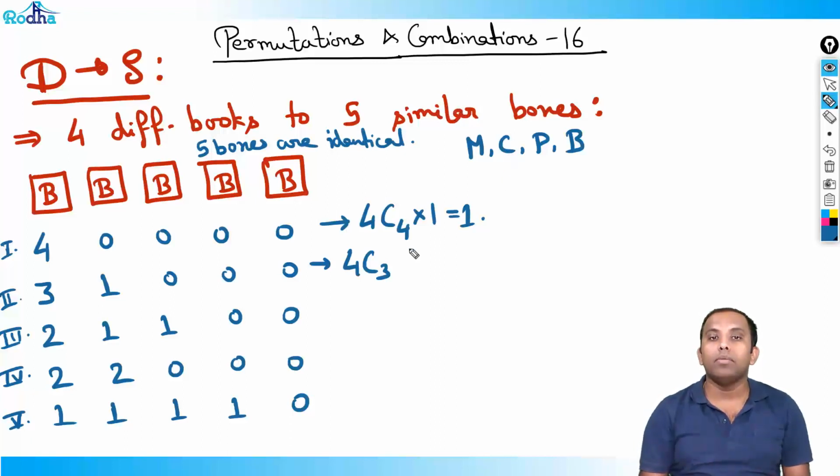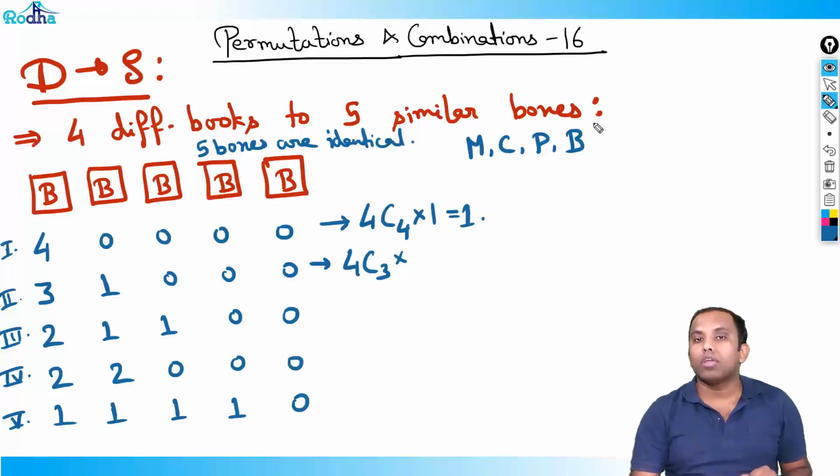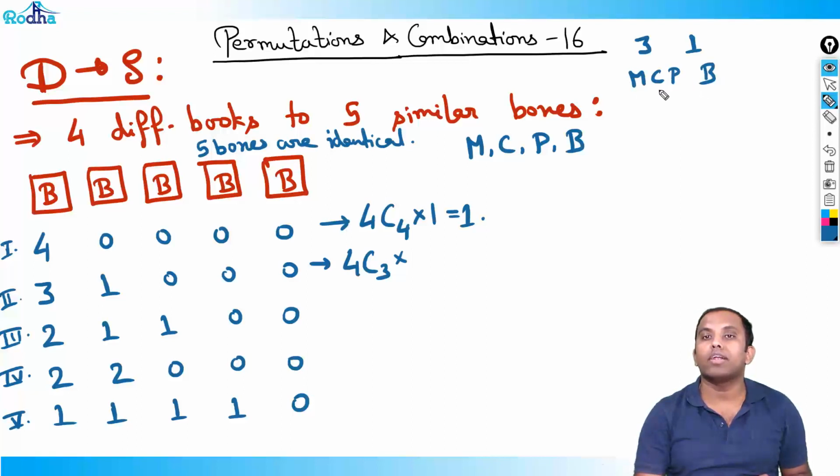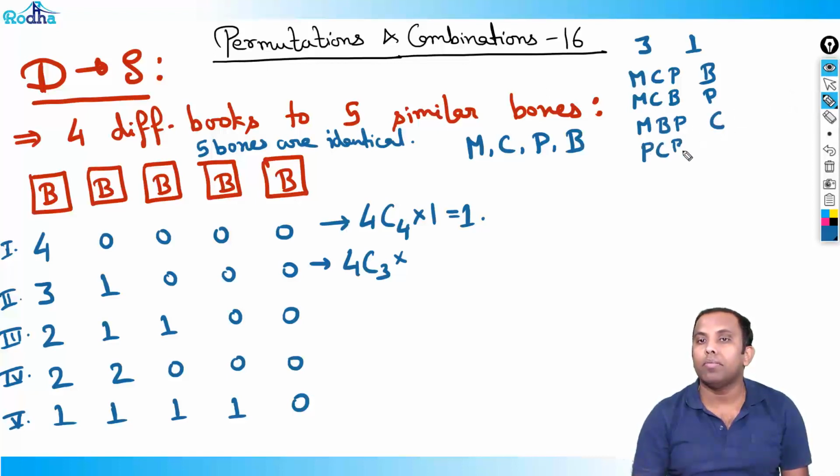Now don't think anything else here. When you're making this 3-1 case and you select any 3 books, suppose maths, chemistry, physics, then bio is left. When you select maths, chemistry, bio, physics is left. When you select maths, bio and physics, chemistry is left. And when you select physics, chemistry, bio, maths is left. These are the 4 cases of 3-1. 4C3 is equal to 4C1, which is equal to 4.